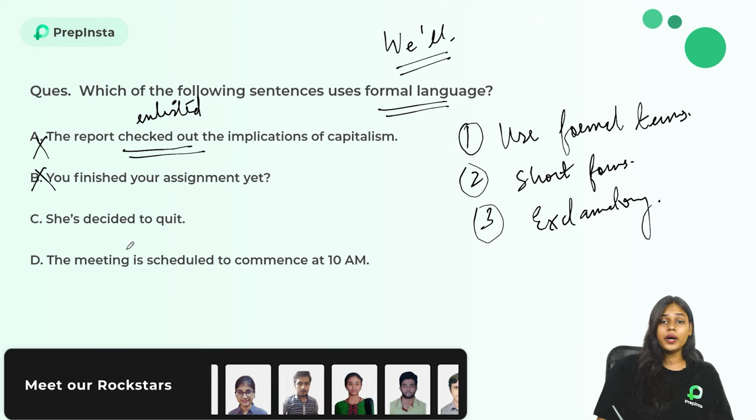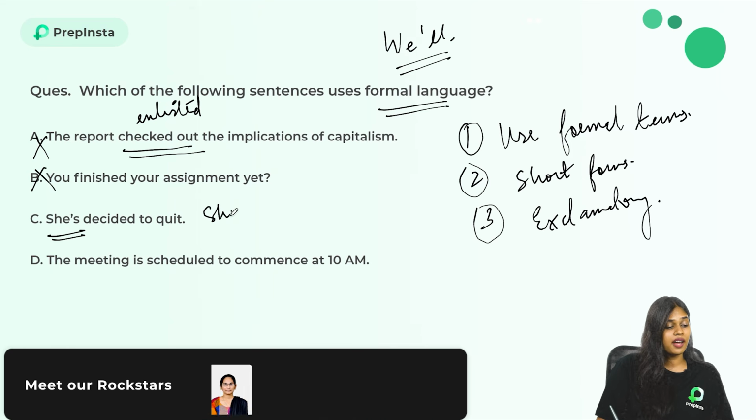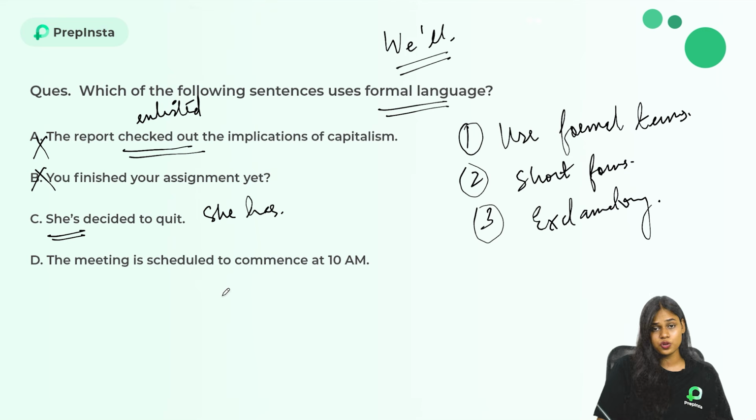She is decided to quit. Again, see, we have a contraction over here, she is. Instead of this, we could have used she has decided to quit.